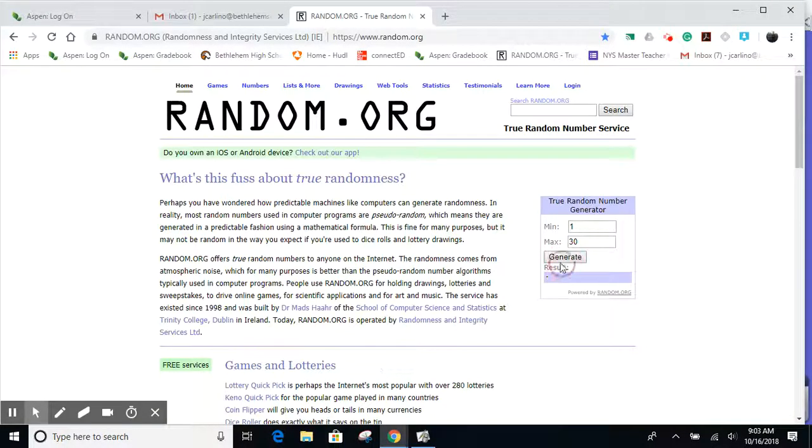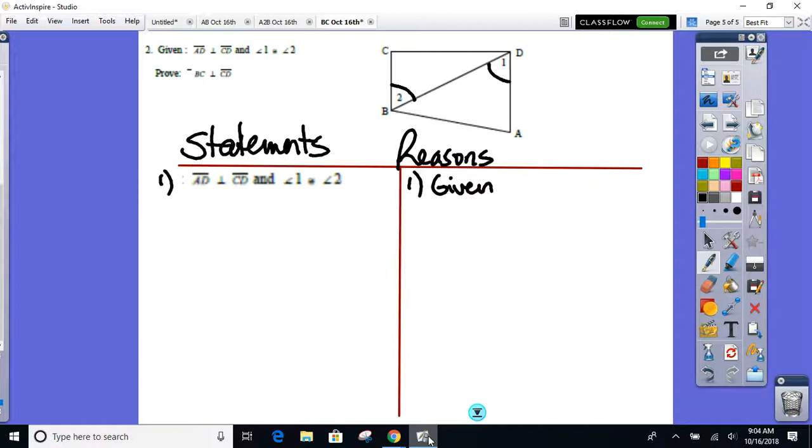See, and it plays around with me too, the generator. What did I tell you? I don't make this stuff up. What did I tell you? It knows. 1 and 2 are alternate interior angles, so CB and DA are. These are alternate interior, everybody.